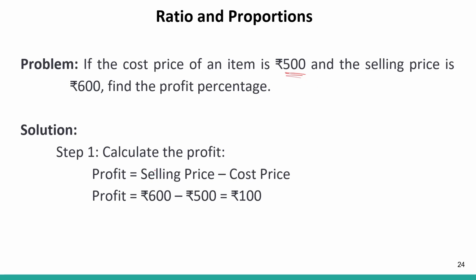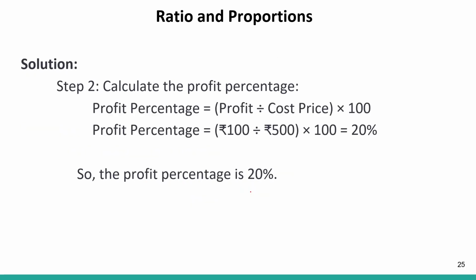So calculating the profit is how done. First what we do is we subtract cost price from selling price. So the selling price is 600 in this case and the cost price is 500. So 600 minus 500 is equal to what? 100. So let's see how much in percentage is 100 of 500. Okay, so profit percentage is equal to 100 by 500 into 100.